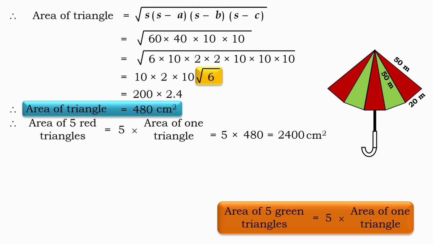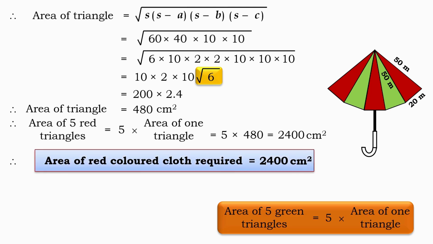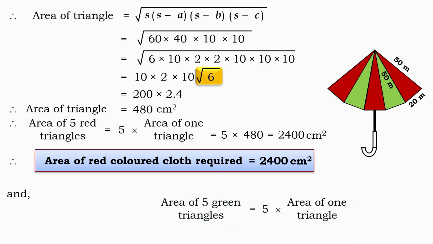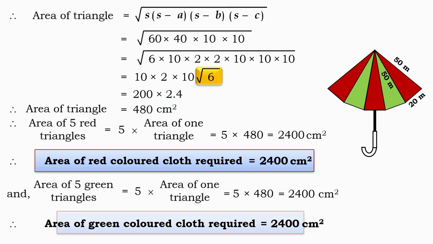So that means 5 into 480, that is 2400. Here they are asking for the separate cloth required for each color. So the red color will require 2400 centimeters square, and similarly the green color will be the same, that is 5 into the area of the rectangle, which is also 480 into 5, so that is 2400 centimeters square. So the area of green cloth required is 2400 centimeters square. So this is the final answer.